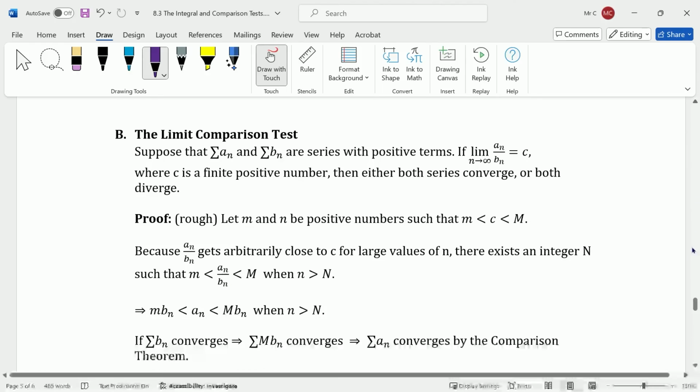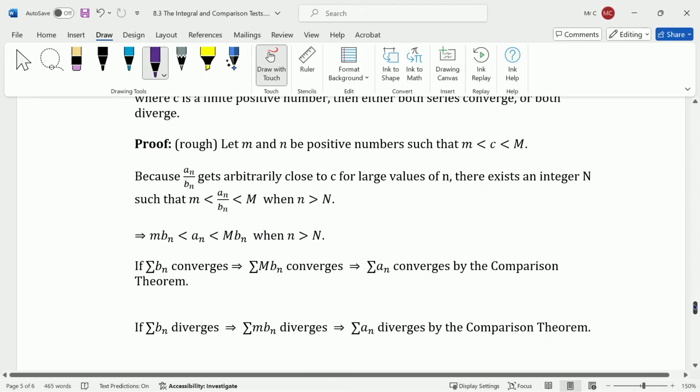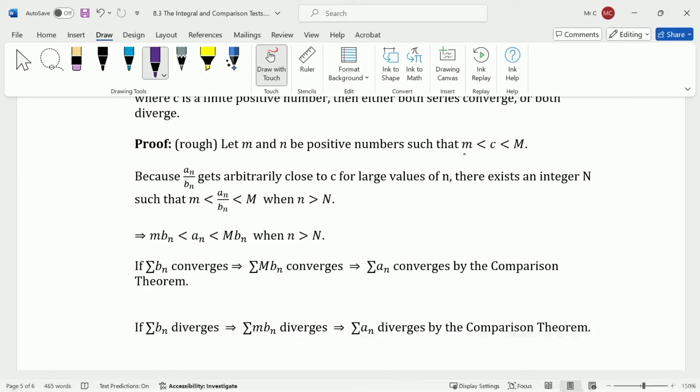So we'll look at a quick version of the proof here. This says let m and n be positive numbers such that c is between m and n. Because a sub n over b sub n gets arbitrarily close to c, right? That's what we mean when we take a limit, it gets really close to c. For large values of n, there exists an integer, cap N, such that a sub n over b sub n is between m and M whenever n is big enough.